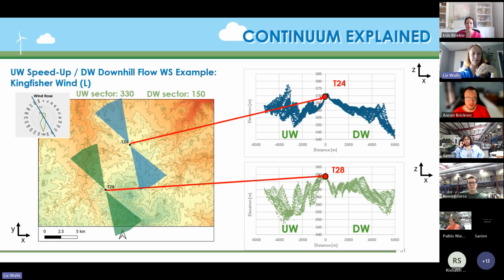And then our next example site is down to the southwest, and that is T28. The terrain is also sloping up in the upwind direction, but not by a large degree. It's not a huge change in elevation. And then there is a positive downwind exposure, but it's relatively small, especially compared to Allegheny Ridge. This is much simpler terrain.